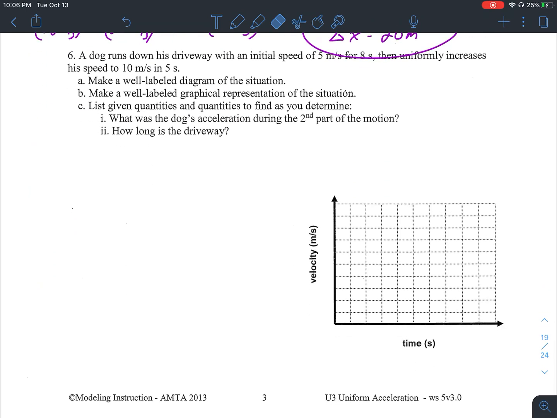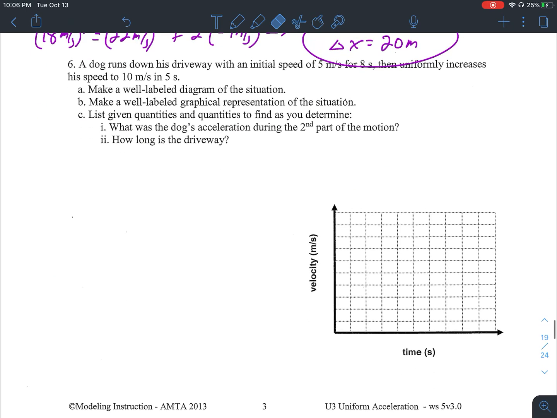Almost done here. Dog running down the driveway. Scenario is changing a bit. So far, we're only looking at one occurrence happening, like speeding up, slowing down, staying the same. Here we have a dog going down the driveway at a constant speed and then speeds up. So hopefully we have a diagram, and in that diagram, we're seeing that we have 2 different times.